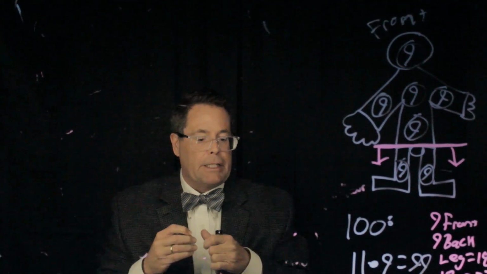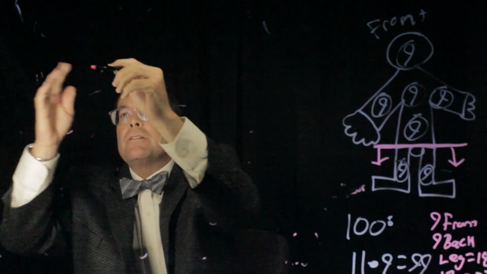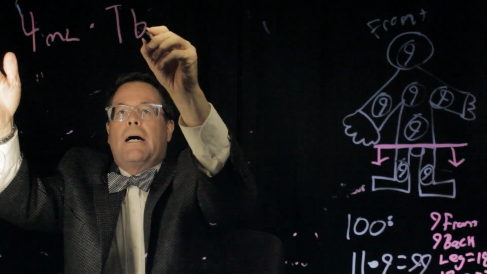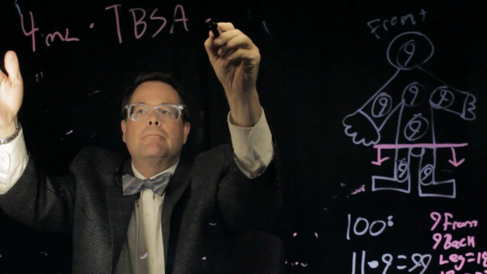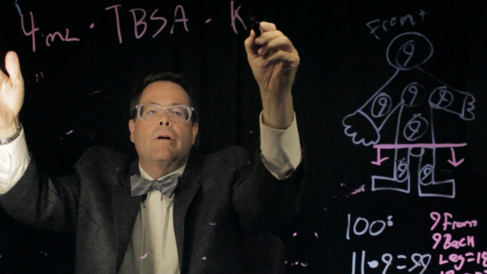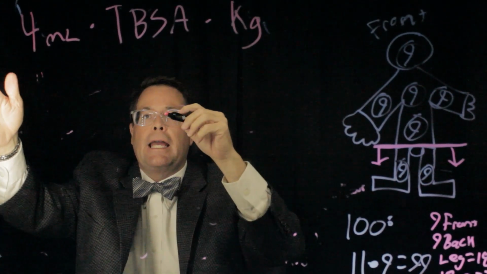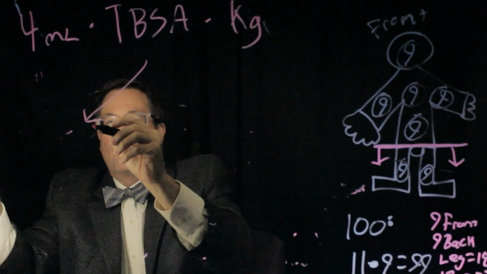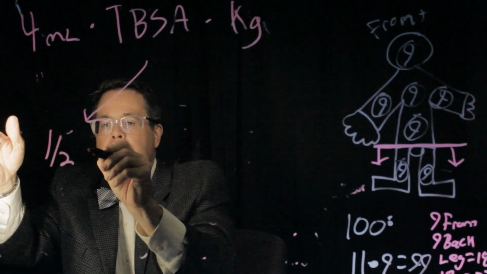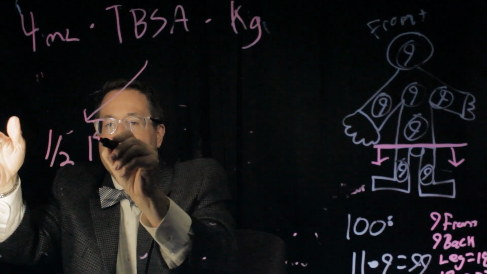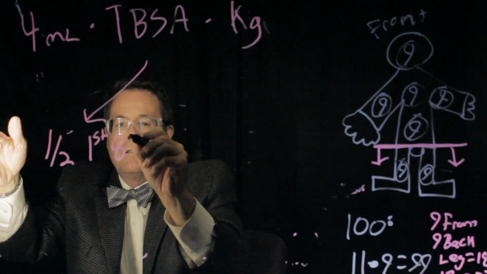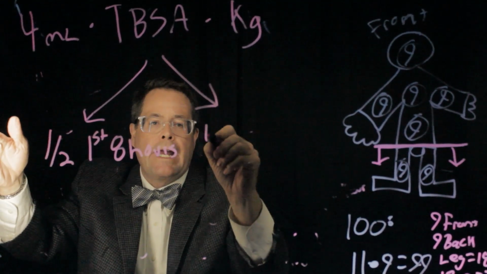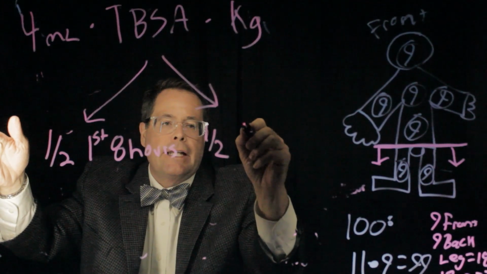Okay, we're going to look at that formula again here real quick. Remember, it's 4 milliliters multiplied by total body surface area burned multiplied by patient's weight in kilograms. And then once we determine that, we're going to give 1/2 of that fluid in the first 8 hours. And we're going to want to give 1/2 in the next 16 hours.